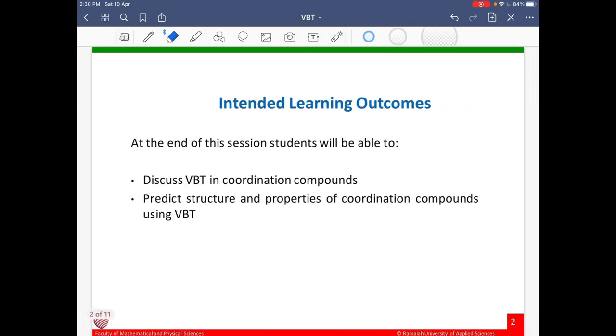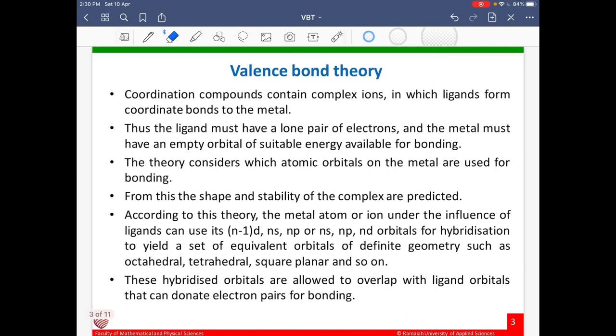In this session, we will study valence bond theory in coordination compounds and predict the structure and properties of coordination compounds using valence bond theory. Coordination compounds contain complex ions in which ligands form coordinate bonds to the metal. Thus, the ligand must have a lone pair of electrons and the metal must have an empty orbital of suitable energy available for bonding. The theory considers which atomic orbitals on the metal are used for bonding. From this, the shape and stability of the complex can be predicted.